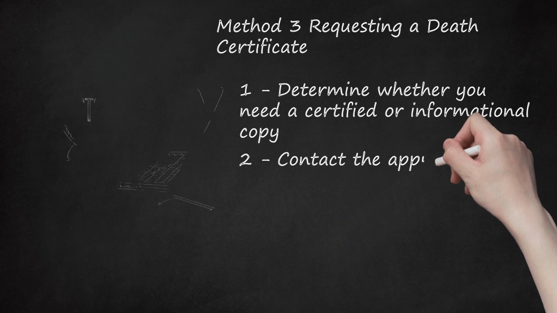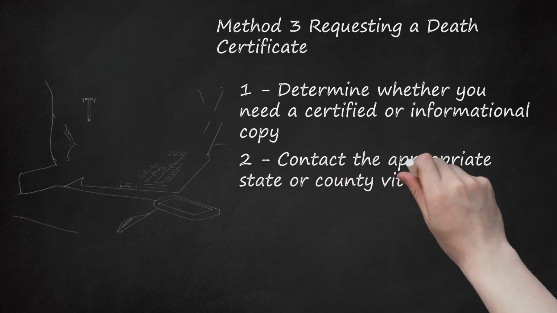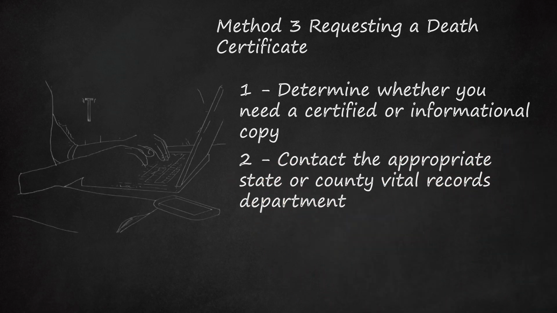2. Contact the appropriate state or county vital records department. Death certificates generally are kept in the state or county where the person died. If the death occurred recently, the record may not yet be at the state vital records department, so you would need to go to the county. However, if it's been a year or longer, you probably can find the certificate filed with the state.